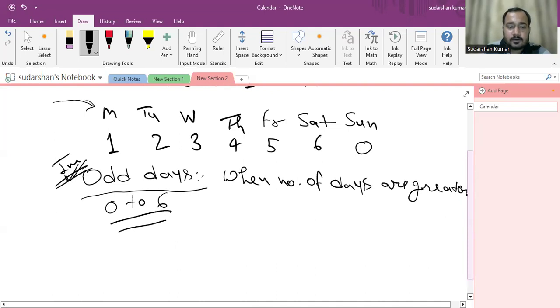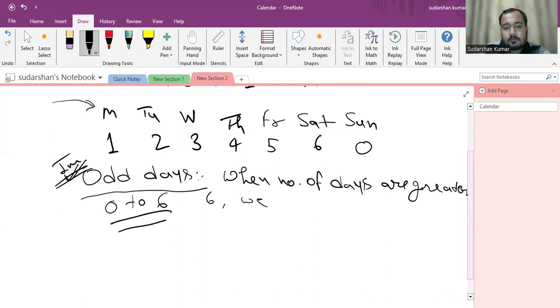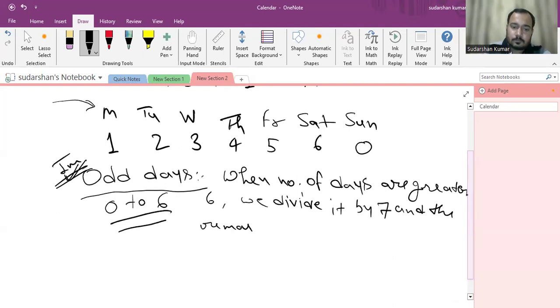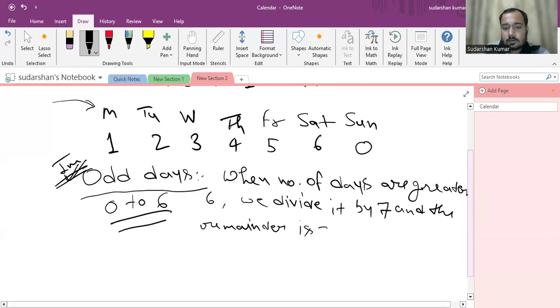When the number of days is greater than 6, we divide it by 7, and the remainder is called odd days.